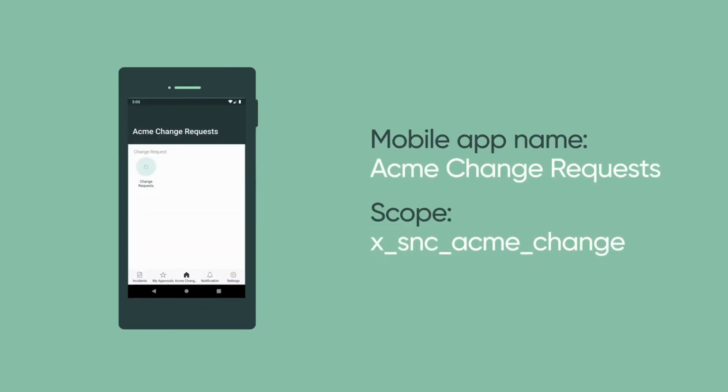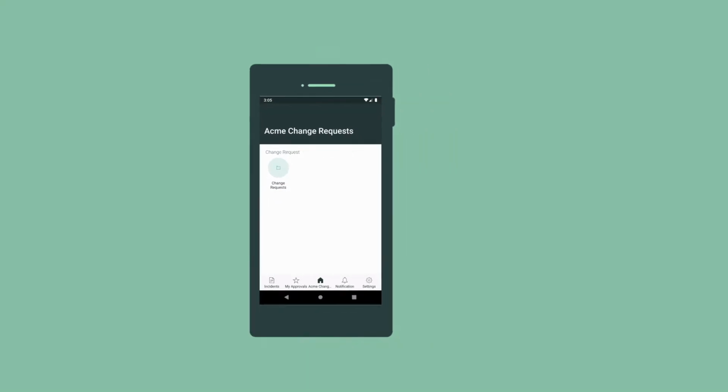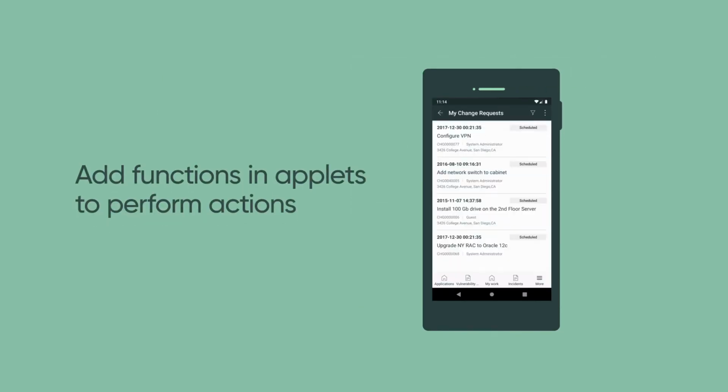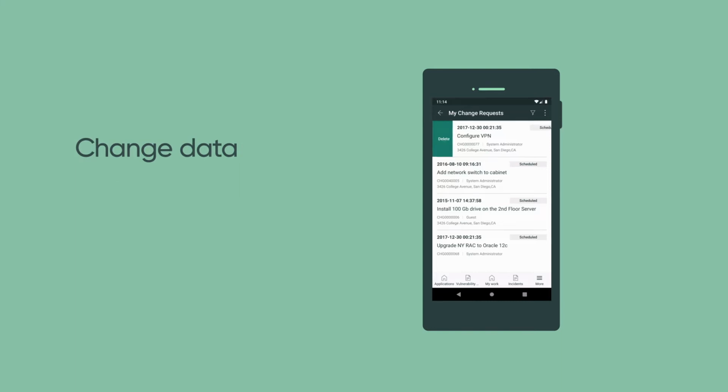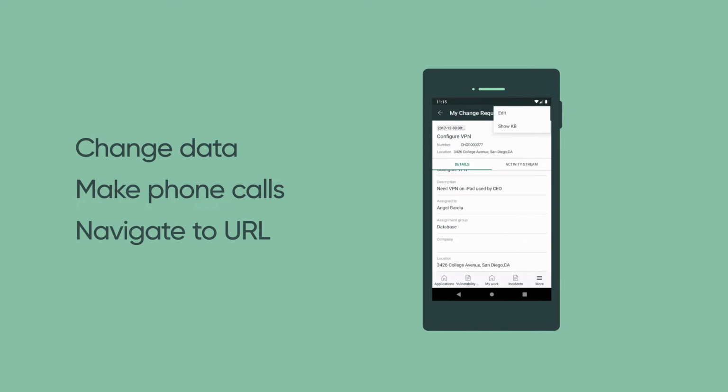Apps are built within scopes, which uniquely identify them and allow you to restrict access to their files and data. Each app contains one or more applet launchers, which are screens that display related mini applications called applets. Each applet displays data from the table you specify in a list, form, map, calendar, and so on. Finally, you can add functions to your applets to allow users to perform actions, such as changing data, making a phone call, or navigating to a URL.